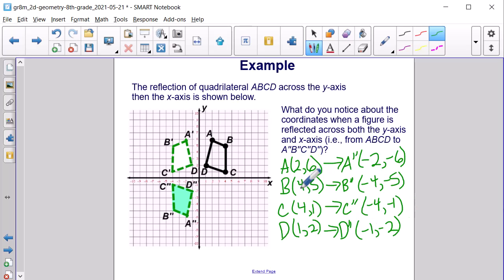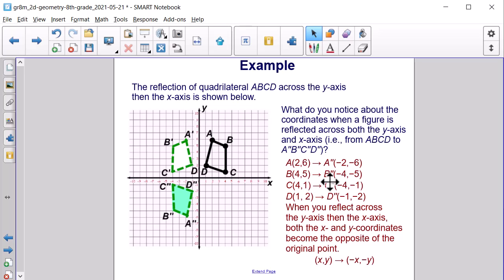So we went from 2, 4, 4, and 1 to -2, -4, -4, and -1. Our x-coordinates from our original point became opposites. And then let's look at our y values. We went from 6, 5, 1, 2 to -6, -5, -1, -2. So all of their signs switched too. So for a reflection across both the y-axis and x-axis, xy goes to -x, -y.